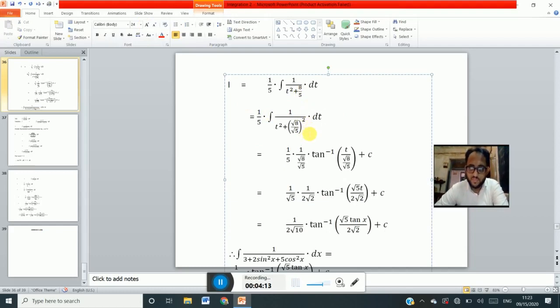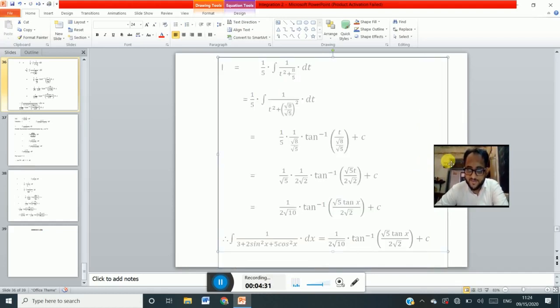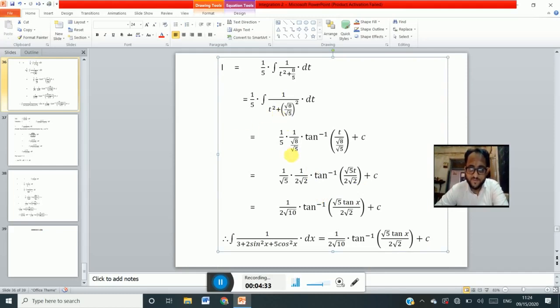Now after considering this, it is actually 1 upon x square plus a square, and the integration of 1 upon x square plus a square is what? Yes, that is 1 upon a tan inverse x by a. So you see here 1 by 5, 1 upon a means root 5 by root 8, tan inverse x means t upon a, plus c. So here 5 by root 5 means root 5.